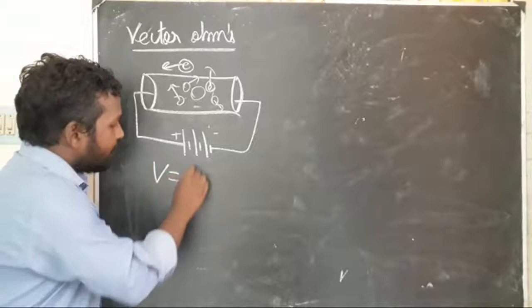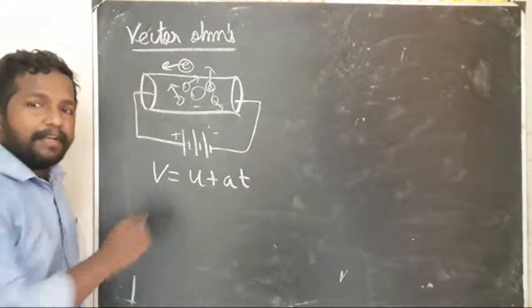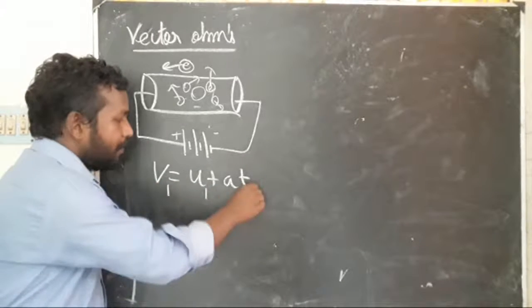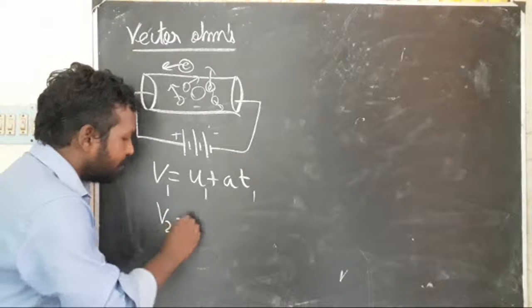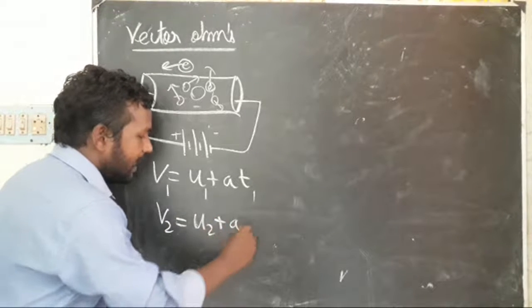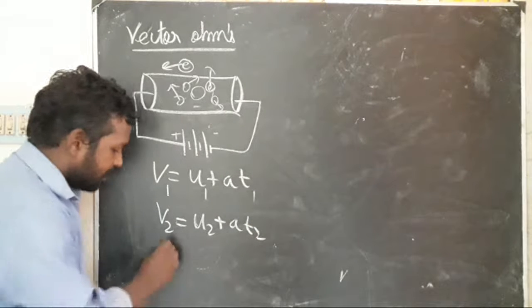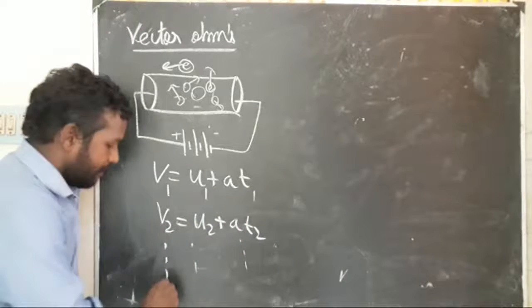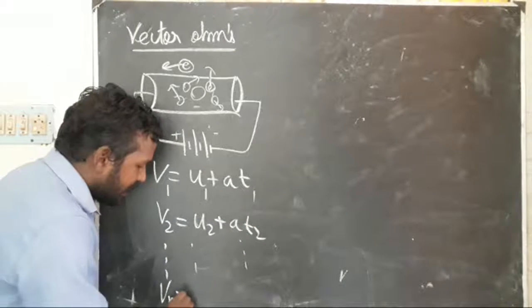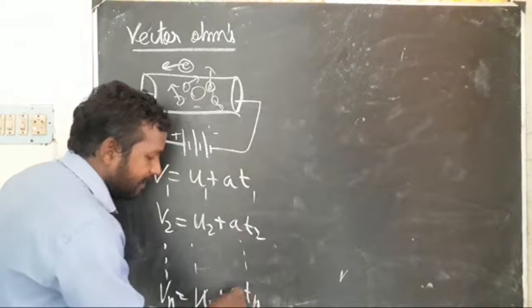v is equal to u plus at. Okay, for the first electron I have taken v1 = u1 + a t1. Acceleration will be the same. For the second electron, v2 = u2 + a t2. For the third electron you can write v3 = u3 + a t3. Acceleration will be the same. So the velocity for the nth electron is going to be vn = un + a tn. Like that we can write.